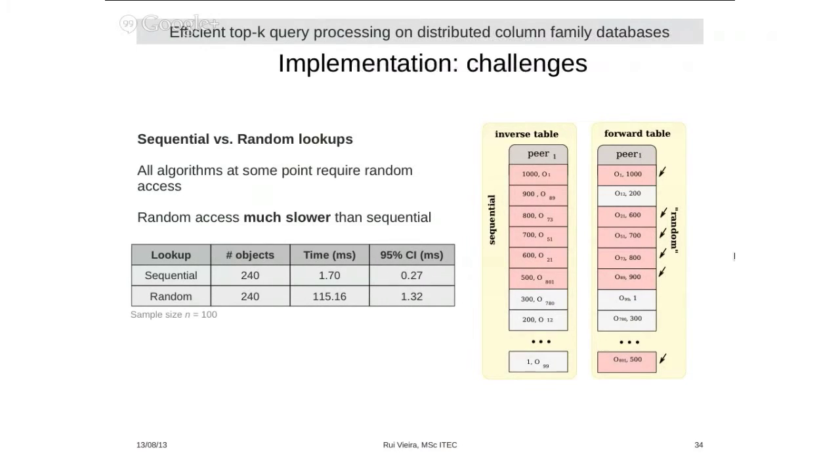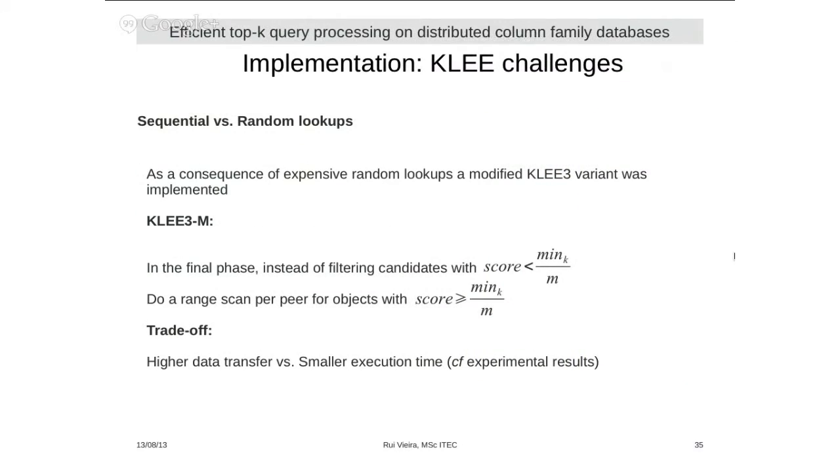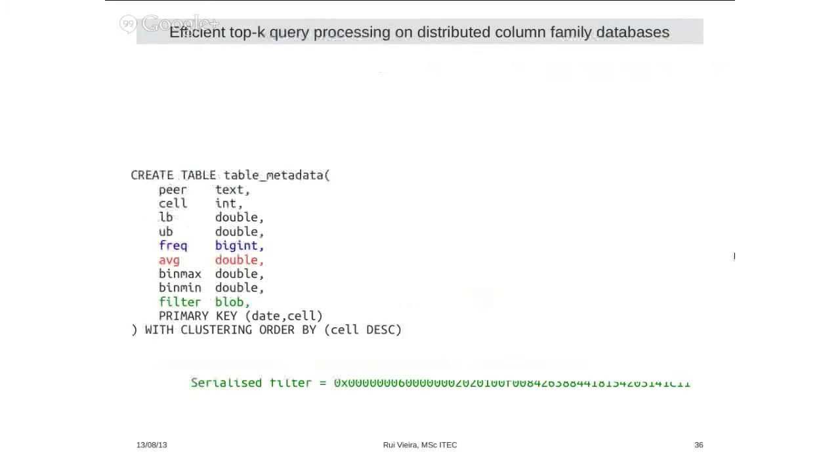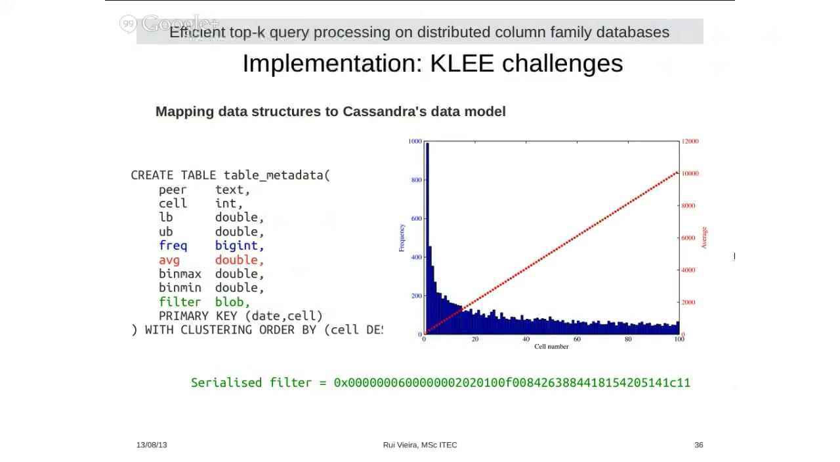And as such, I've implemented just a quick modification to KLEE on top of KLEE 3, in which, to avoid fetching a large number of candidates in the final phase, instead of filtering candidates with a score lower than min K over the number of peers, we just do a range scan per peer with a score higher than min K over n. So this has a trade-off of a higher data transfer versus a smaller execution time, and we'll see that in the experimental results.